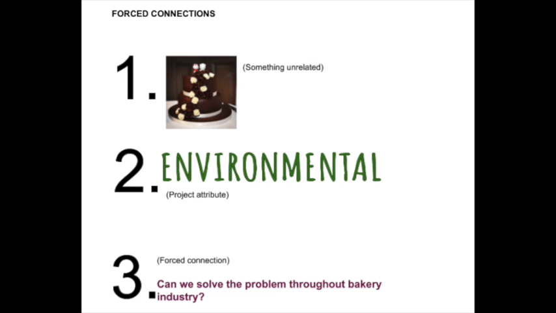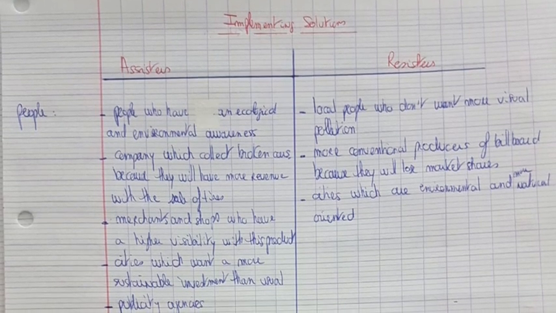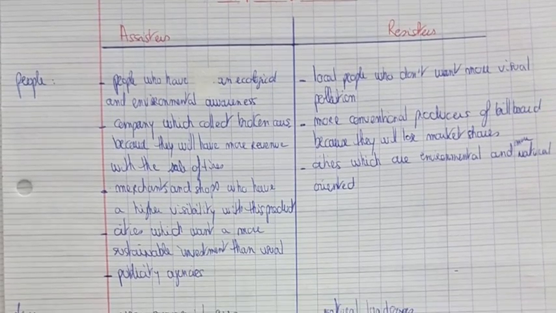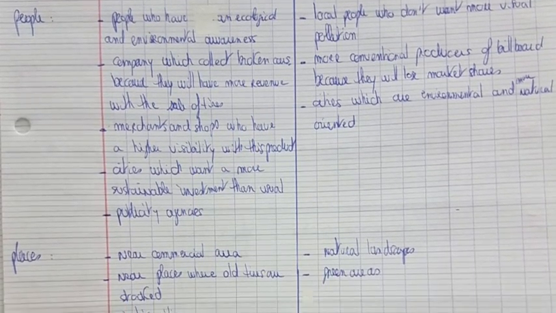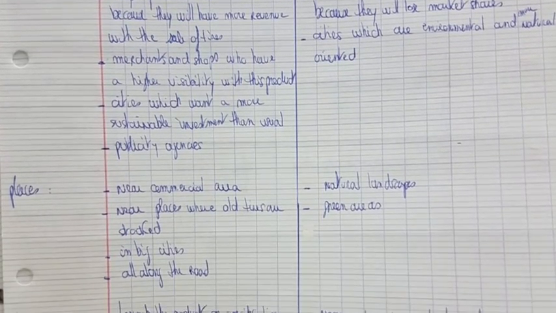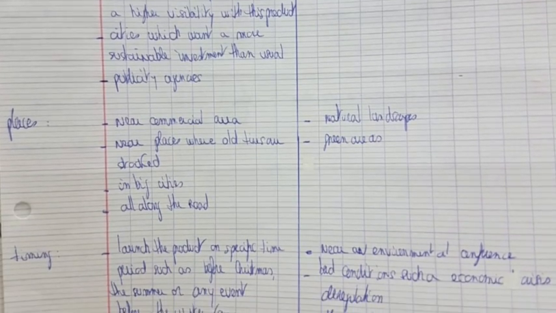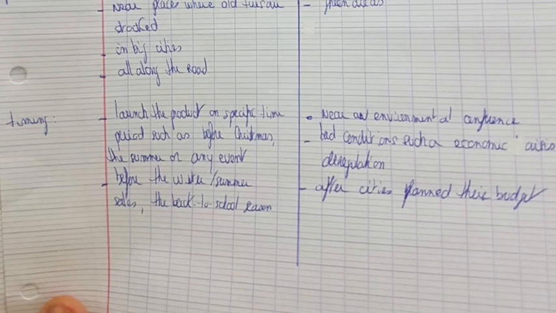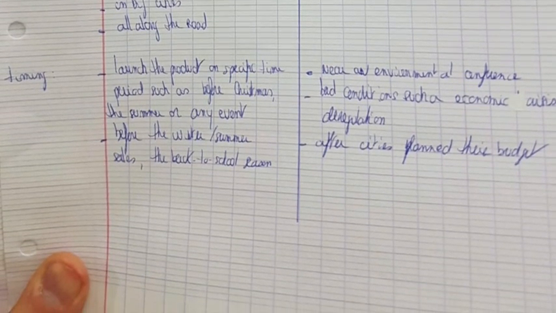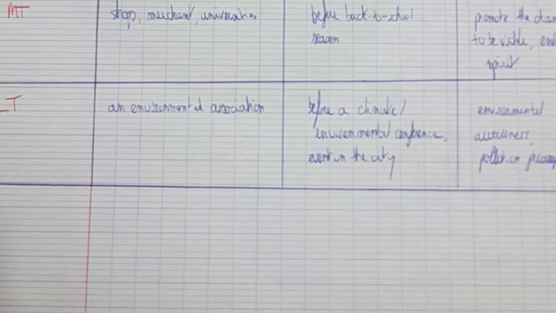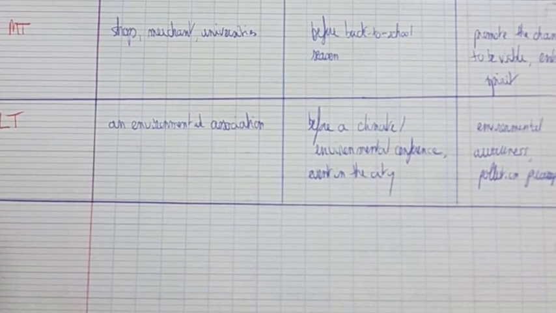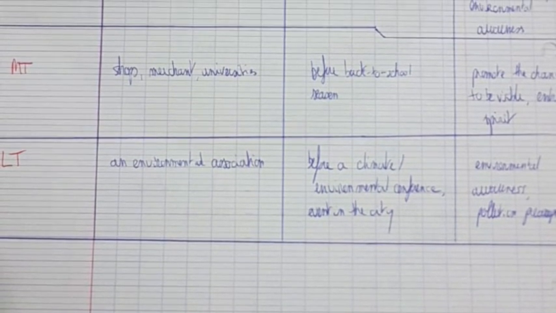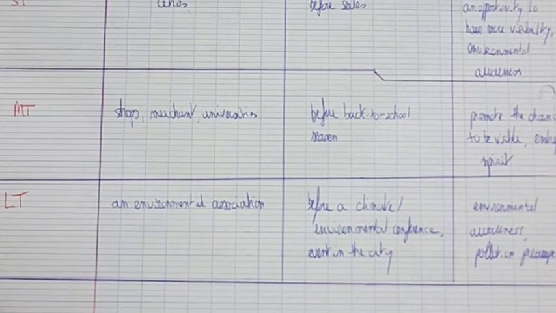For the resistors, we thought about local people who don't want more visual pollution, or more conventional producers of billboards, because they will lose market share, or a city which is more environmentally oriented. The big resistor places that we found were natural landscapes and green areas.